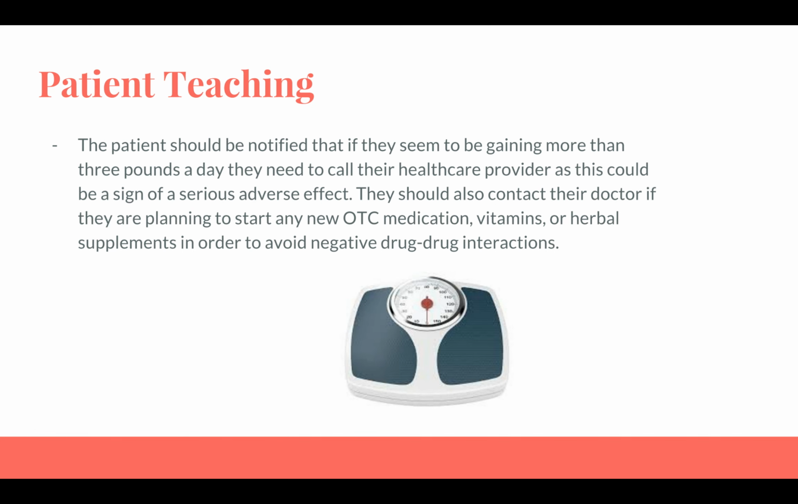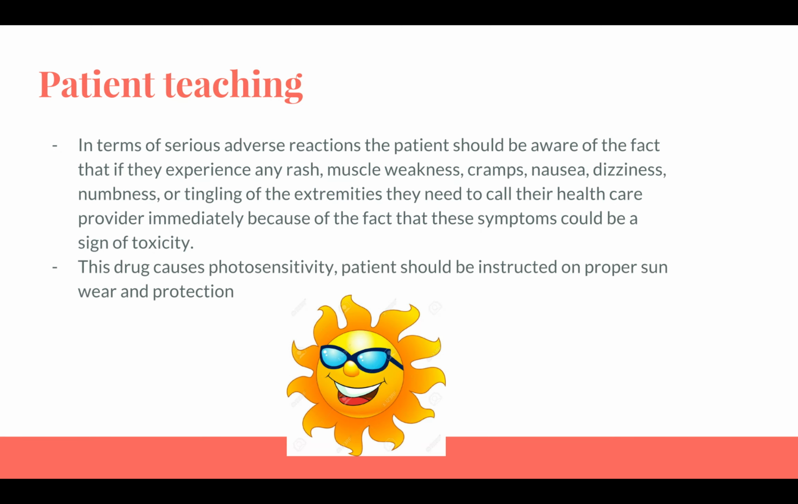They should also contact their doctor if they are planning to start any new over-the-counter medications, vitamins, or herbal supplements in order to avoid negative drug-to-drug interactions. In terms of serious adverse reactions, the patient should be aware of the fact that they may experience any rash, muscle weakness, cramp, nausea, dizziness, numbness, or tingling of the extremities. They need to call their healthcare provider immediately because these symptoms could be a sign of toxicity. The drug causes photosensitivity as well, so the patient should be instructed on proper sun wear and protection.